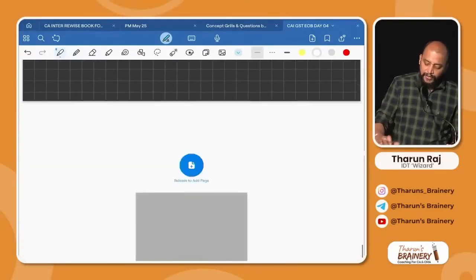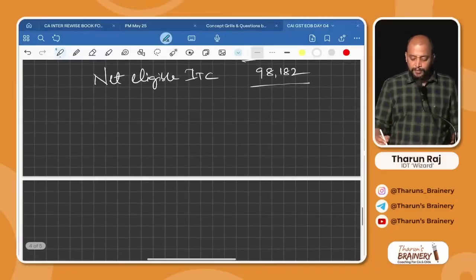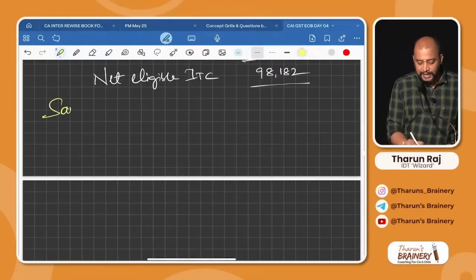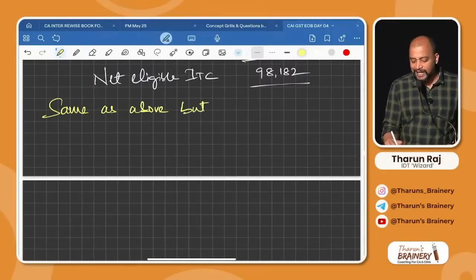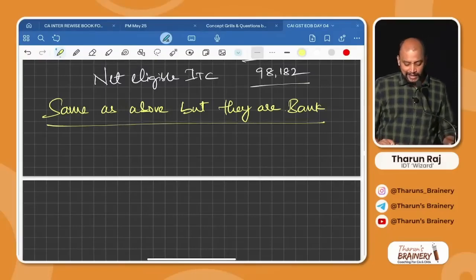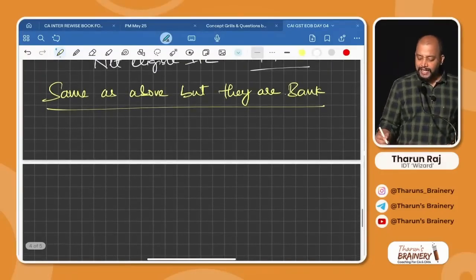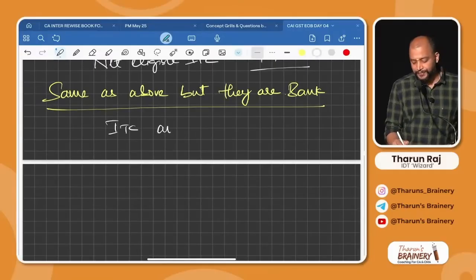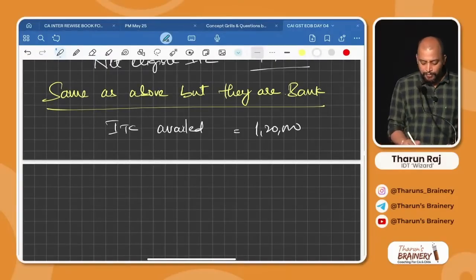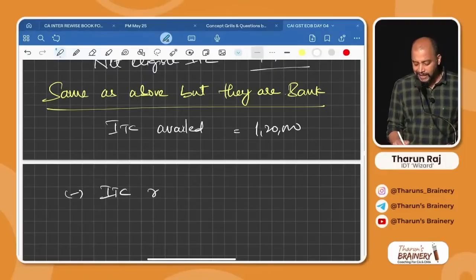Suppose the same question, same as above, but they are a bank. Then what will happen in that case? In that case, boss, ITC availed. What is the ITC availed? ITC availed 1,20,000, no change, minus ITC reversed.